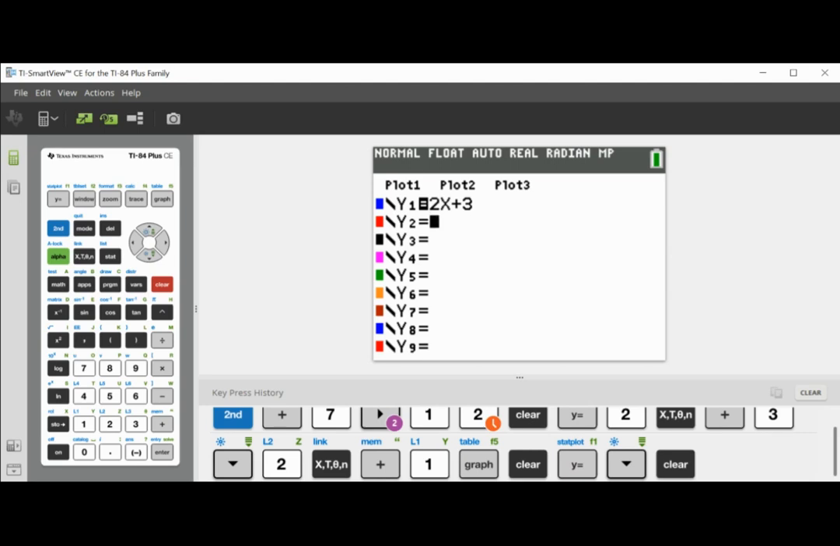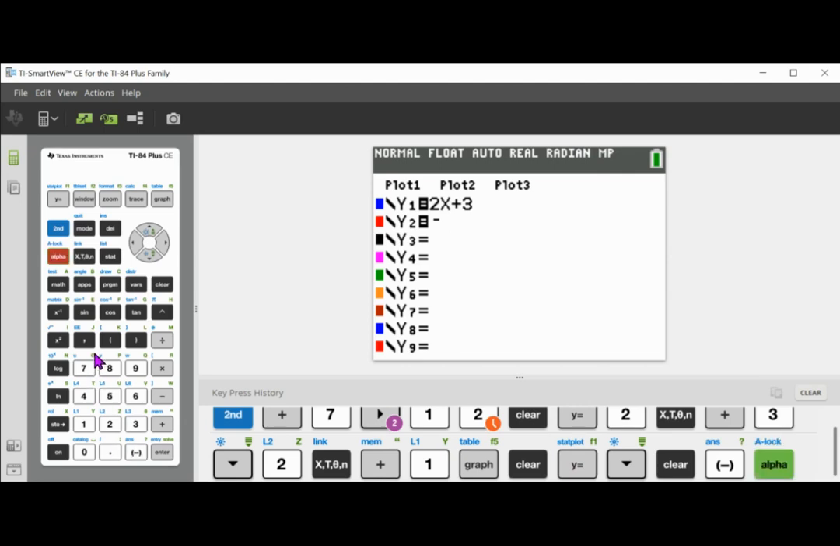The subtraction button is not the same as the negative button. You will get an error message if you try to use the subtraction button. You have to use this button between the decimal and the enter, the one with the negative sign inside of parentheses. So negative 1/2.